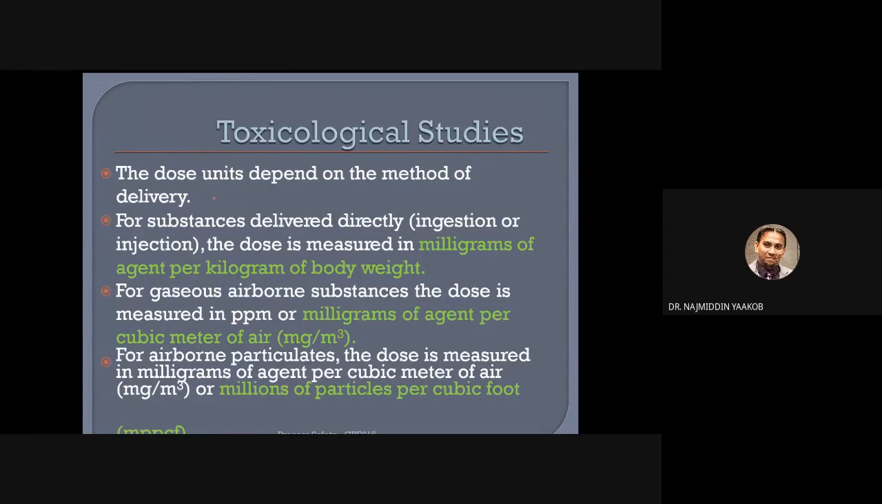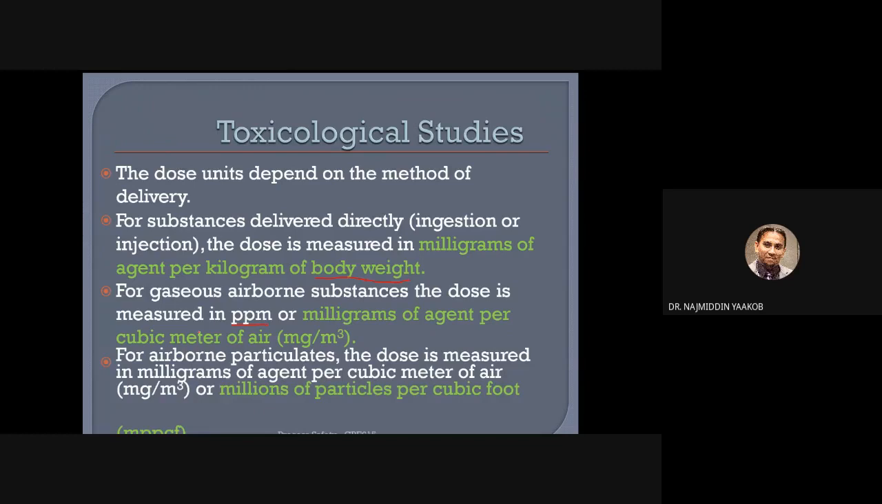The dose unit depends on the method of delivery. For example, normally it is done for a substance delivered directly or by ingestion. The dose is measured by milligram of agent per kilogram of body weight. It depends on our body weight because a higher body weight might need a higher dose and vice versa. For gaseous airborne substances, the dose is measured in ppm, parts per million, or milligram of agent per cubic meter.